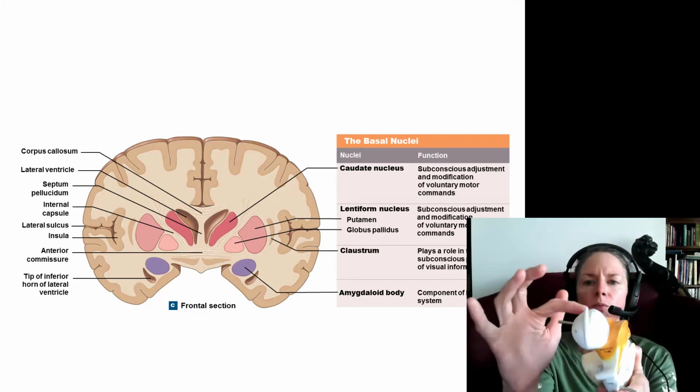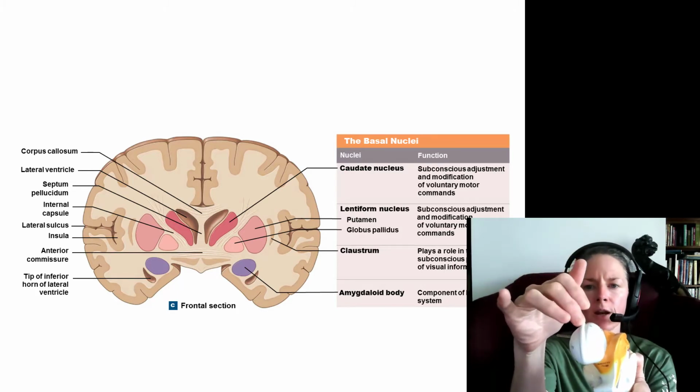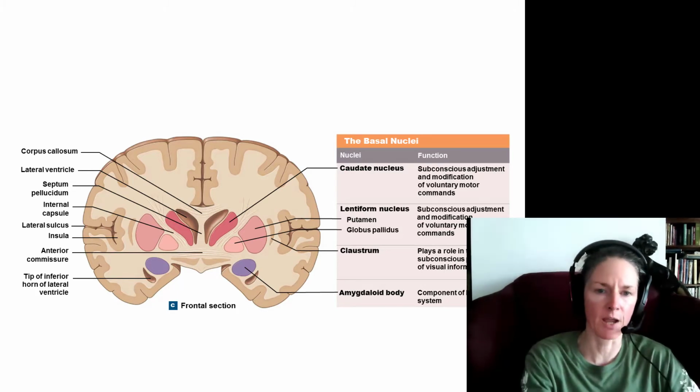Now let's look a little bit again at this brain model, because this is the caudate. This here would be some representation of some of our white matter fibers that will be running from the corona radiata through this internal capsule here.